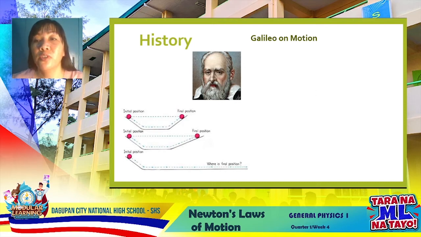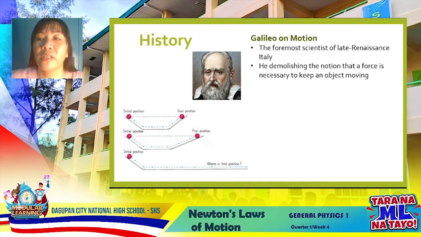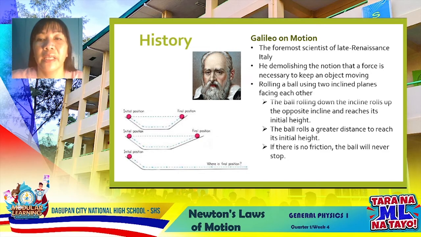Galileo, the foremost scientist of the late Renaissance Italy, was outspoken in his support of Copernicus. One of Galileo's great contributions to physics was demolishing the notion that a force is necessary to keep an object moving. He tested his idea by rolling a ball using two inclined planes facing each other. He found out that a ball released to roll down on one plane would roll up the other to reach nearly the same height.